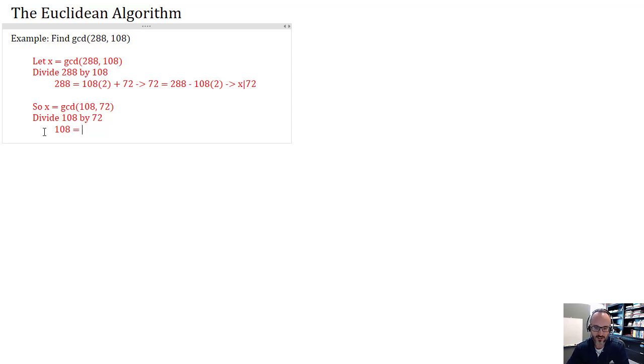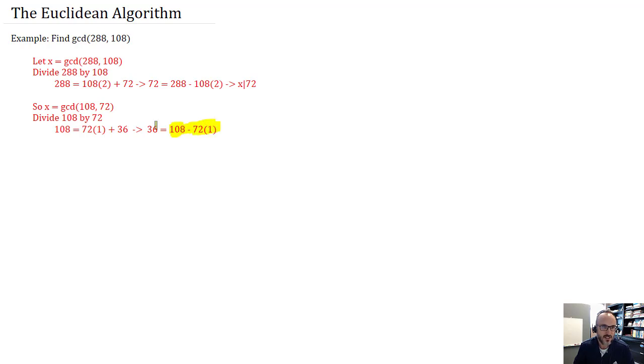So 72 goes into 108 once. So this is going to be 72 times 1. And what's left over is 36. And now I can rewrite my 36 by subtracting. So 36 is going to equal 108 minus 72 times 1. And we already know that x goes into 108 and 72. So x has to also go into 36. X divides 36.